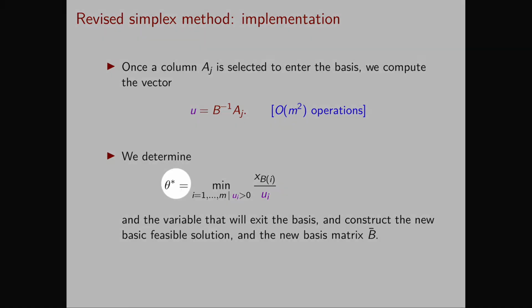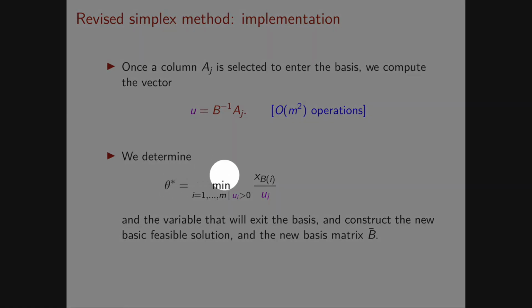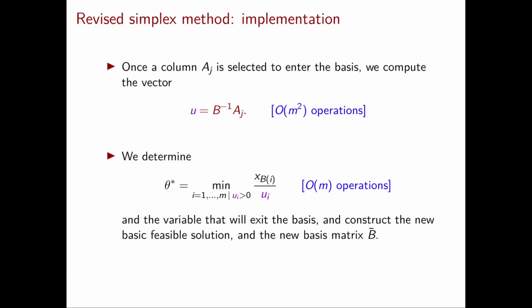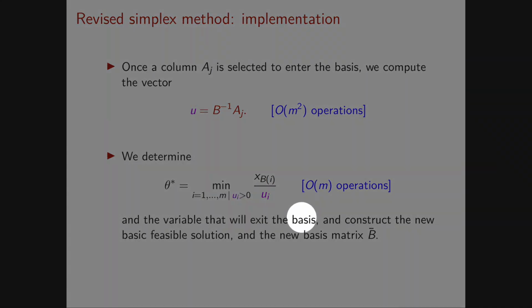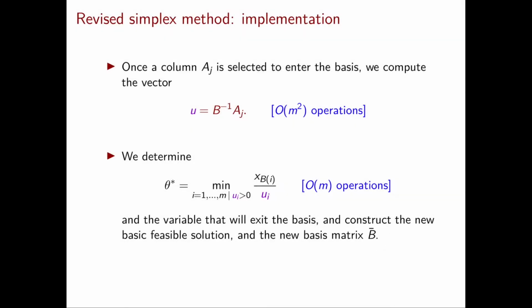Then we compute theta star, as always using the formula min of xbi over ui over all i from 1 to m with ui positive. Like in the naive implementation, this takes a big O of m operations. Now we know what is the variable that exits the basis, and we can construct the new basic feasible solution and the new basis matrix B bar. Finally, we need to construct the inverse of B bar, and we've seen that this can be done in big O of m square operations.